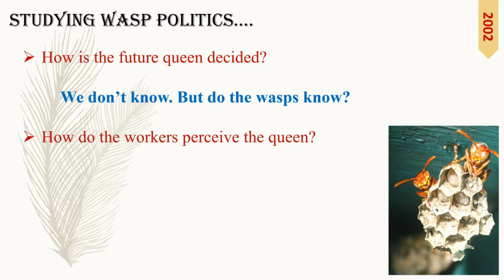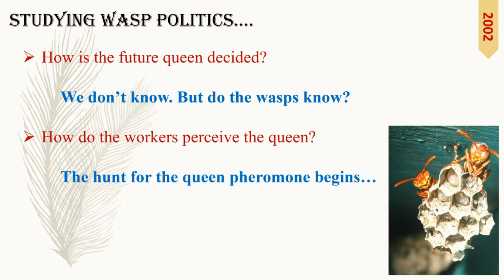And of course, the other question of how the queen is perceived by the workers in the colony. And that's how the hunt for what we thought was a queen pheromone, a special chemical signature in the body of the queen, which she somehow releases and the workers perceive, which tell them that the queen is here and everything is hunky-dory. Now, this is not something that I drew out of my hat, of course.